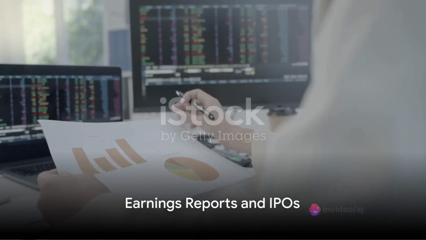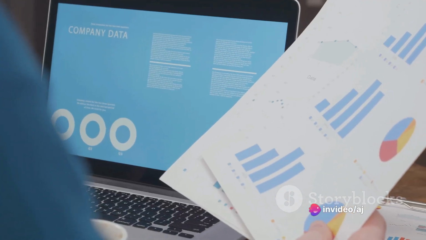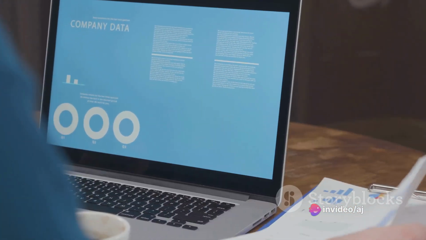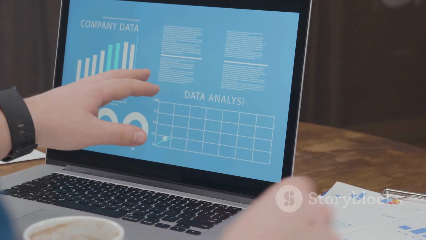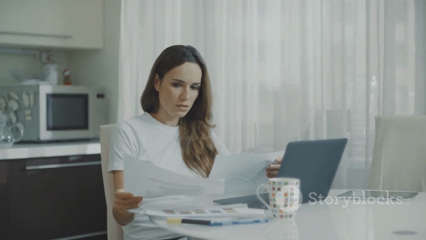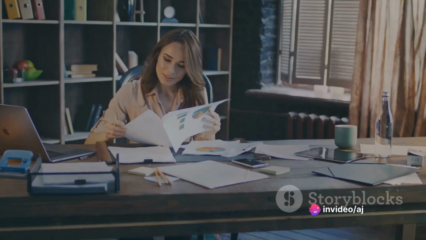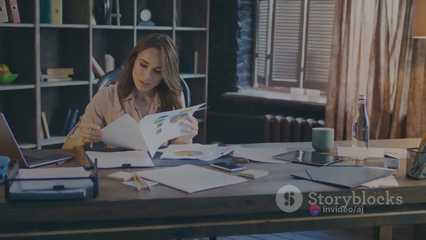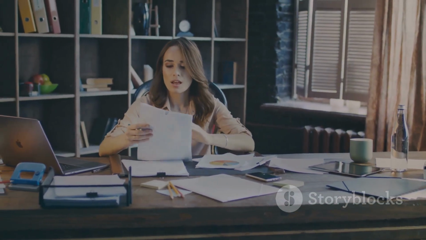Moving on, let's understand earnings reports and initial public offerings. First, earnings reports. Picture these as a company's report card. They're released quarterly and annually, and they provide a detailed look at a company's financial performance. These reports contain key metrics like revenue, expenses, net income, and earnings per share. They're a bit like peering under the hood of a car. They can reveal whether a company is firing on all cylinders or if it's stalling out.